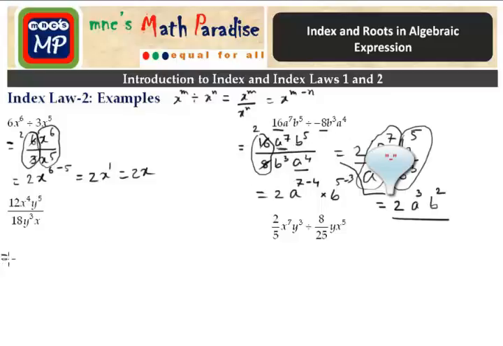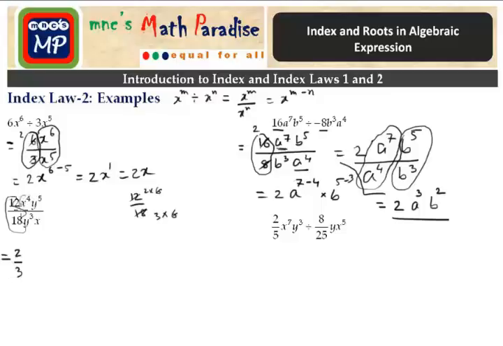Now here 12 and 18 is the value part. If we simplify 12 and 18, 12 is 2 times 6 and 18 is 3 times 6, so 6 cancels and we get 2 by 3. So the value part is 2 by 3.